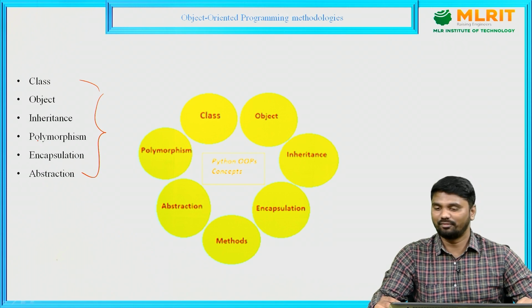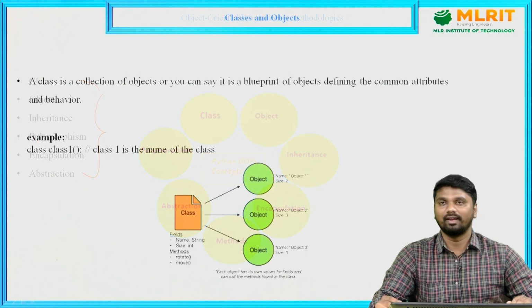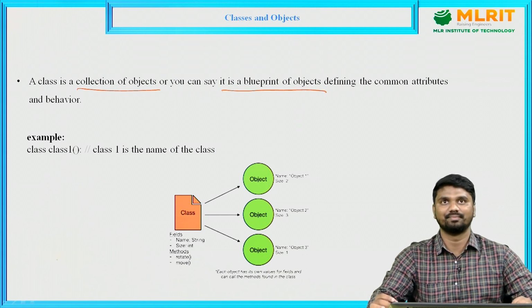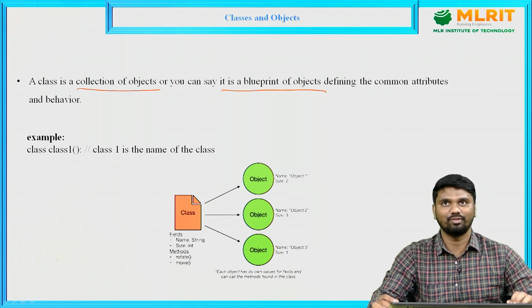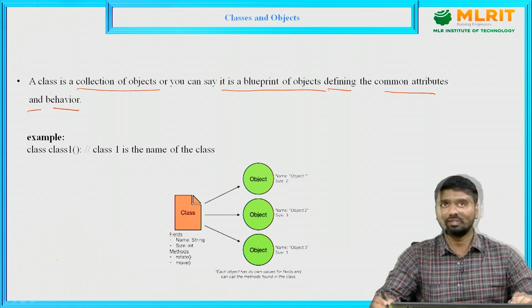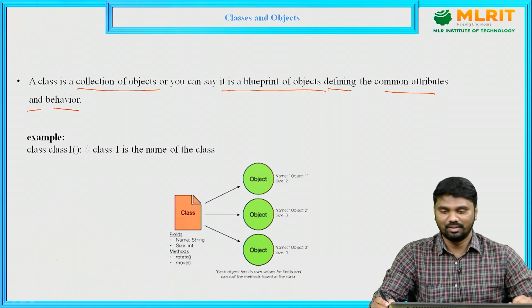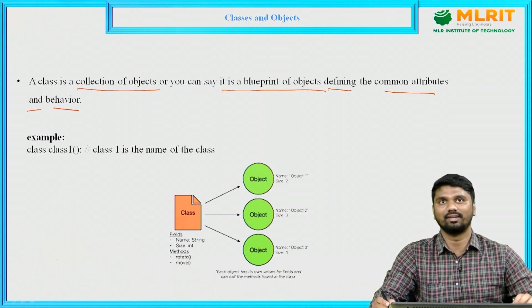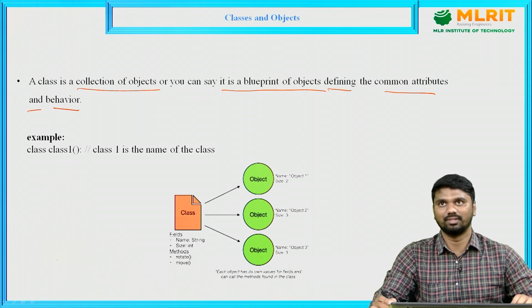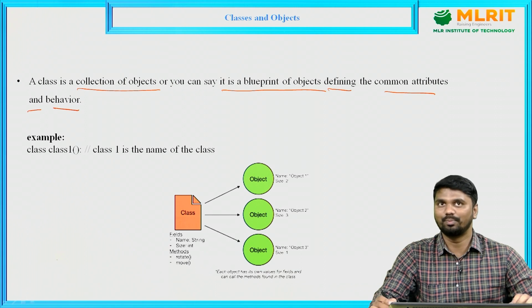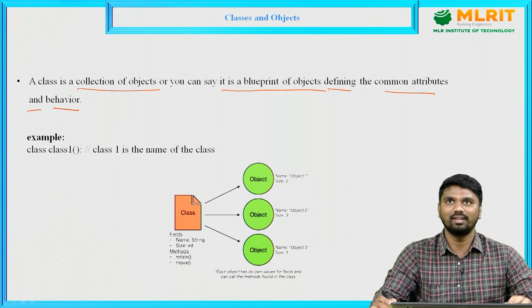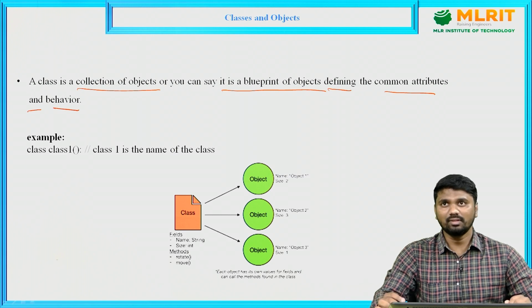For example, the first methodology is class. What is a class? A class is a collection of objects, or you can say it is a blueprint of objects defining the common attributes and behavior. It means a class is a logical entity which contains the data by representing the objects. So finally, a class is a blueprint by using which we can create any number of objects. So that is the first thing.